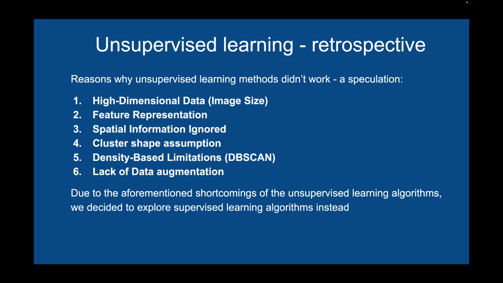Feature representation: we use linear features as we use a PCA input, but features may not always be linear in image data especially. The spatial information is ignored, that is, the relative placement of pixels, etc. Cluster shape assumptions: GMMs and K-means assume that their clusters are of a certain shape. Density-based limitations: DBSCAN may be sensitive to the choice of its hyperparameters, and also the data is randomly distributed, which may explain its ineffectiveness, and of course, lack of data augmentation. Due to such issues, we decided to explore supervised learning algorithms instead.